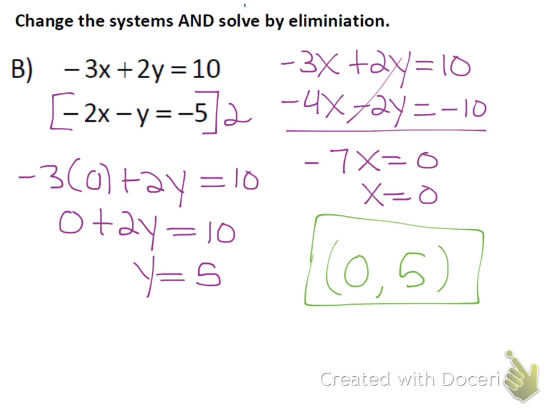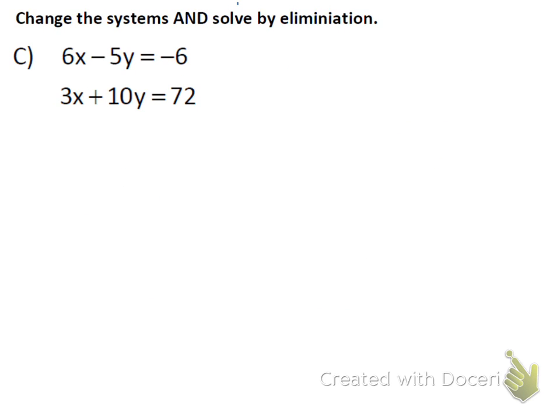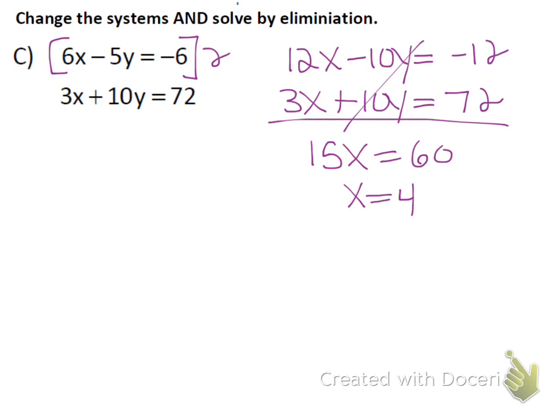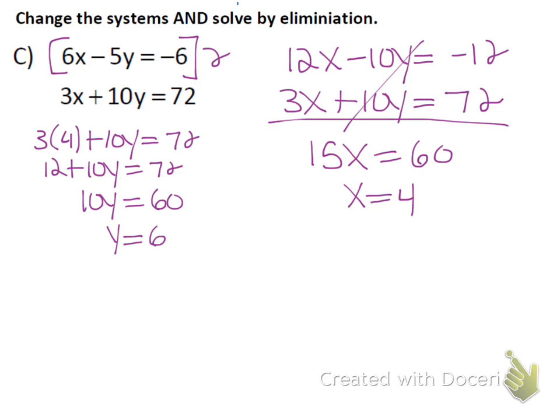Okay, let's take a look at problem C. I'm going to go through these a little bit faster because you may have chosen to do the problem differently. Remember, you can do the problem differently and still get the correct answer. I first chose to multiply that top equation by 2. This allowed me to eliminate my y's and to get x equals 4. Once I got x equals 4, I plugged it into that bottom equation, got y equals 6, and a final answer of 4, 6. Now again, this is just one of many ways.